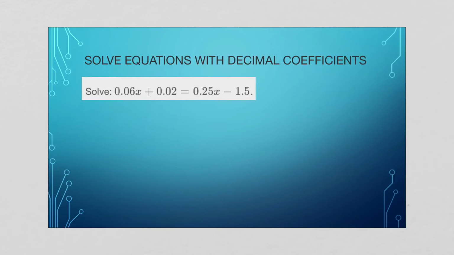Alright, so now we've got some decimals in here, and that's okay. You still solve these the same way. Here's your variable term, here's your constant, here's your variable, here's your constant. So again, the goal, get your variables collected on one side of the equal sign, get your constants collected on the other. So I would move this one because it's the smallest. And 0.25 minus 0.06 is 0.19x.